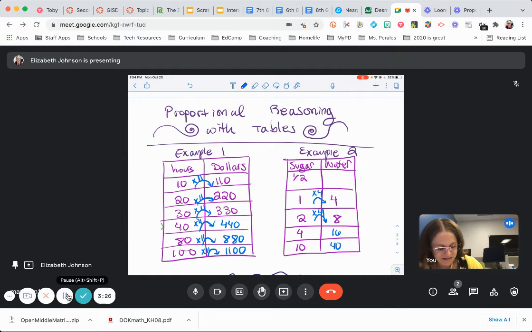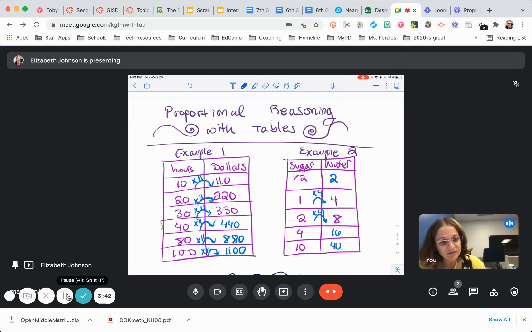Okay, those were the two easy ones, right? 4 times 4 is 16. 10 times 4 is 40. Well, what's 1/2 times 4? I bet you know, because you know what half of 4 is. Half of 4 is 2. So 1/2 times 4 is 2.